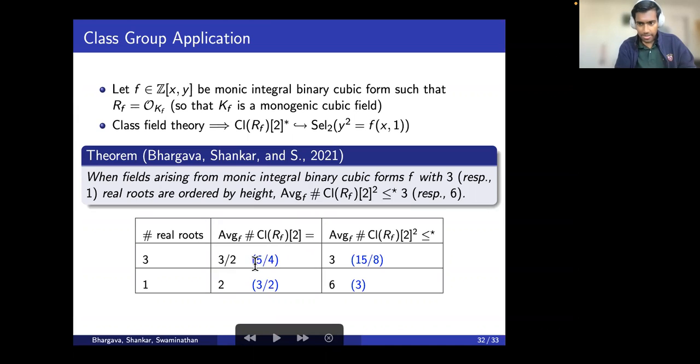So this 3/2 is bigger than 5/4, meaning that fixing the leading coefficient to be 1 causes an increase relative to Cohen-Lenstra. And here, the Cohen-Lenstra heuristics predict 15/8, and we're getting a second moment of 3. And so 3 is bigger than that. So again, we're seeing this increasing effect on the second moment. And when there's 1 real root, so complex cubic fields, we're getting an average of 2 when the prediction is 3/2, and we get a second moment of 6 when the prediction is 3. So fixing the leading coefficient affects not just the first moment, but also the second moment.